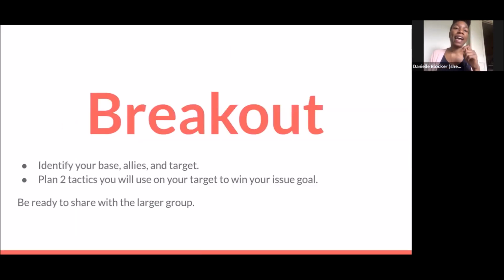So we are going to have this last breakout, and it's going to be a bit shorter. We'll have this one be 5 minutes instead of the earlier 10. And very quickly, for the issues that we identified, particularly for those who have a more developed issue, take a moment to identify, okay, who's your base that you're trying to organize? Who are your allies? And target, which many of you have already identified. And then what are 2 tactics that you can use on your target to win your issue goal? And then we'll round robin after that.